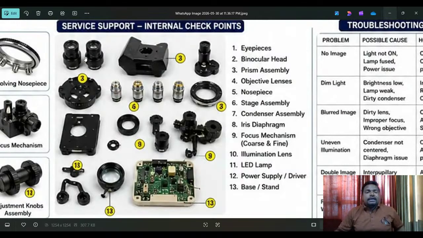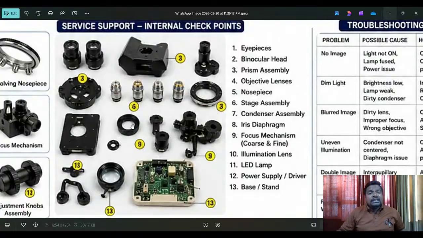See here, everything I mentioned, every part: eyepieces are there, the binocular head will be there. Next, see here, the prism assembly is there, and objective lenses are there. Everything is very clearly mentioned. See here, the prism, objective lens, nosepieces, stage assembly and condenser. In these internal parts, at any time, any problem can come.